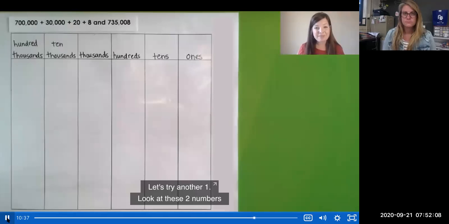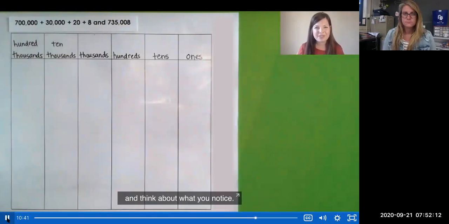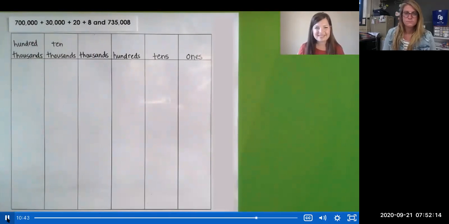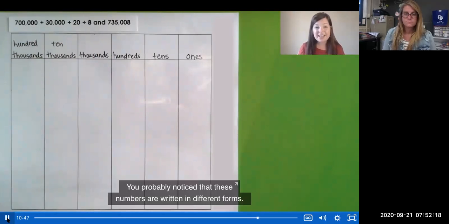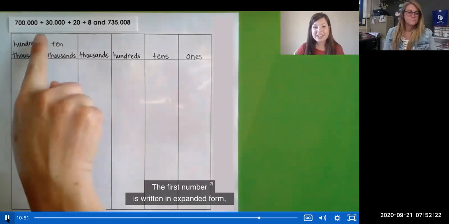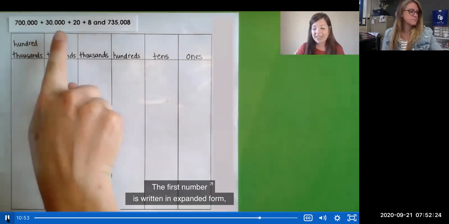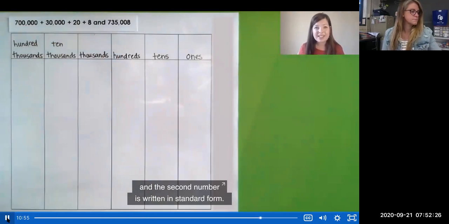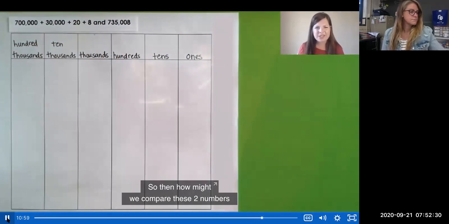Let's try another one. Look at these 2 numbers and think about what you notice. You probably noticed that these numbers are written in different forms. The first number is written in expanded form, and the second number is written in standard form. So then how might we compare these 2 numbers that are written in different forms?